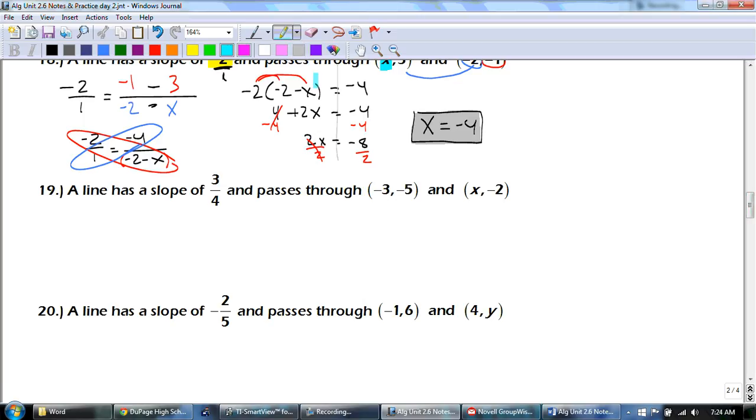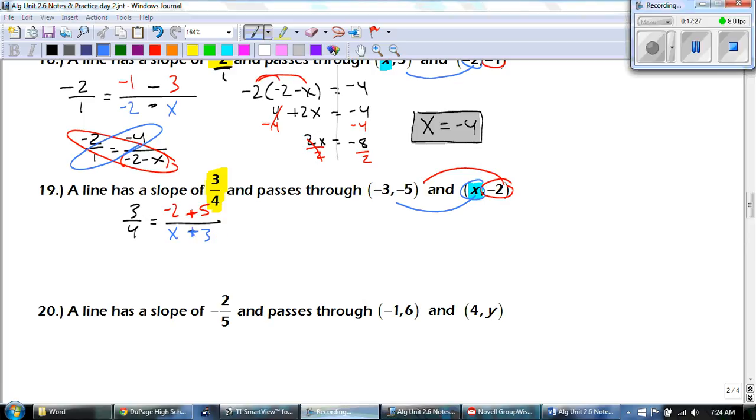Okay, so number 19, I'm going to help you set up. We have a slope of 3/4. Put our subtraction signs down. On the top, I have -2 minus 5, which turns to a plus 5. On the bottom, I have x plus 3. So guys, why don't you simplify and then cross multiply and solve. And we'll go over the answers in a sec. Pause the video and good luck.